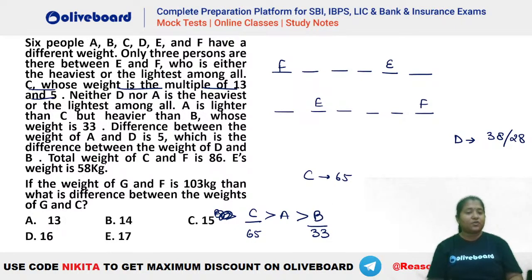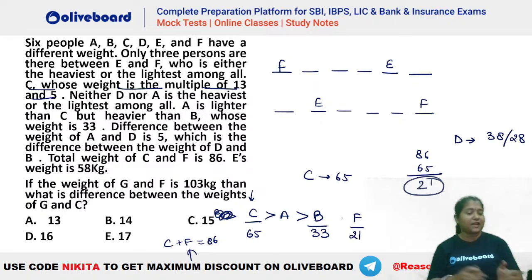Then we have total weight of C and F is 86. So C plus F has to be equal to 86. 86 minus 65, you can see that's equal to 21. So 21 is the value for F here. F kitna hoga? Because we can already see that C is equal to 65. That means F has to be 21. So F will be after B. F 21 will be somewhere after B.